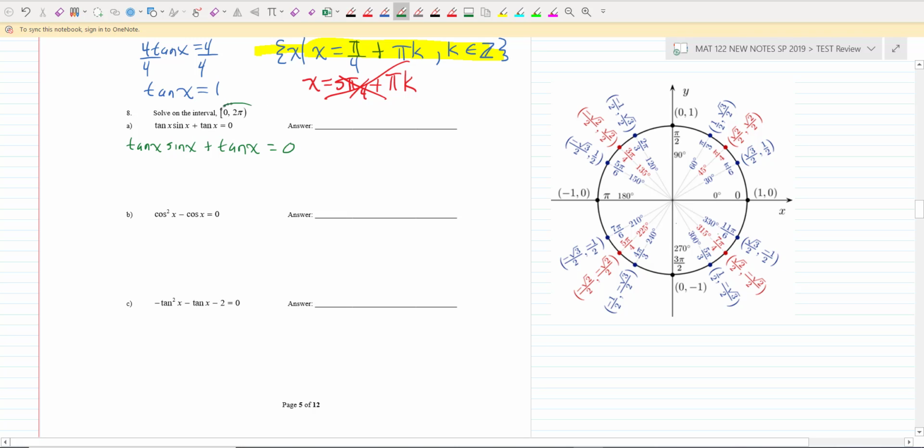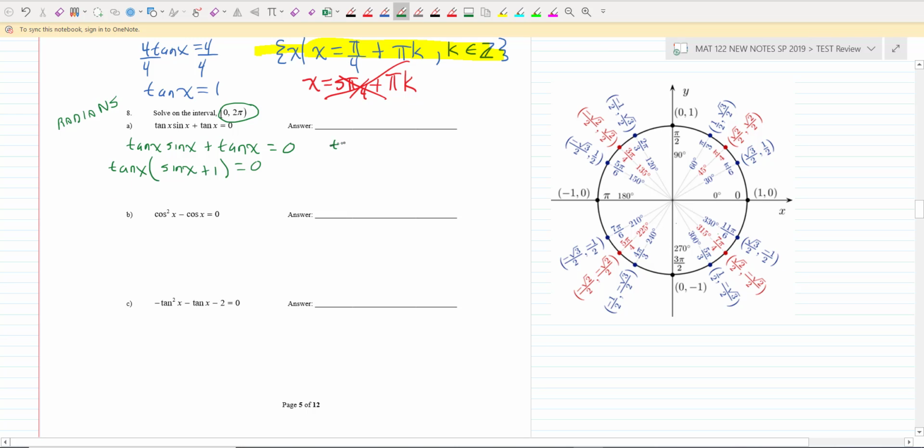And this one you're solving on an interval, so you're going to get specific answers to this equation in radians from 0 to 2 pi. Okay, so take a tangent out. You would have tangent x, then you would be left with sine x plus 1 equals 0. And then what you do is just set each individual factor and solve.